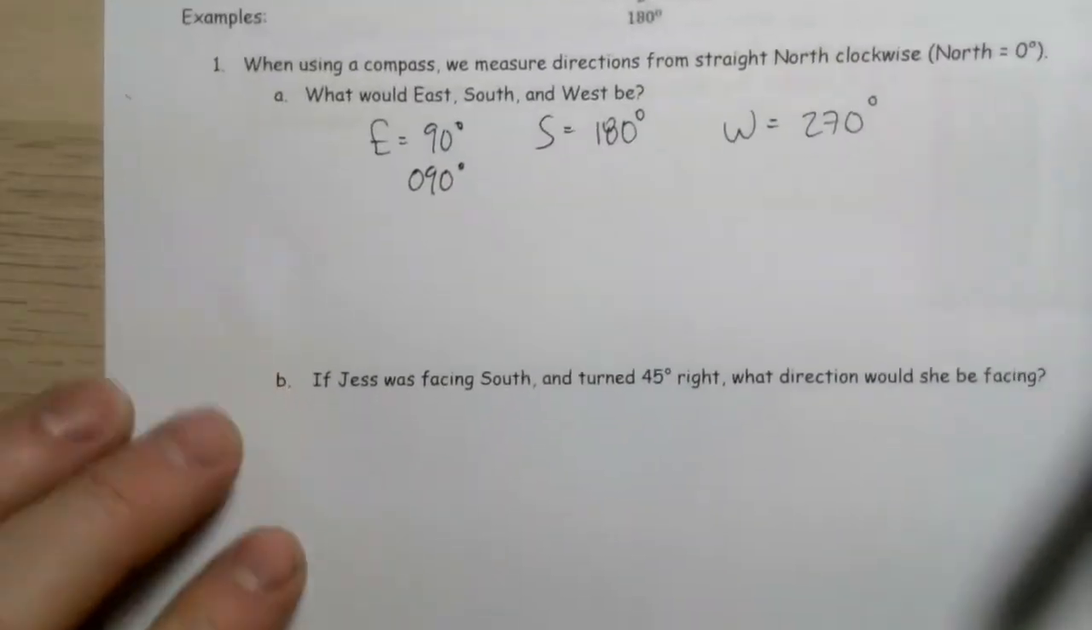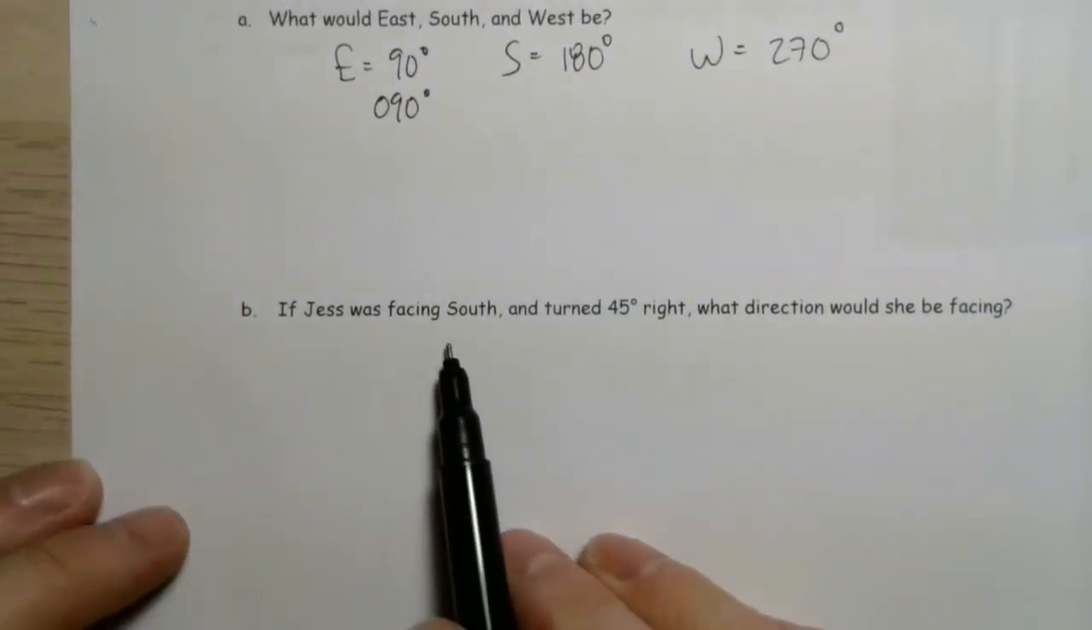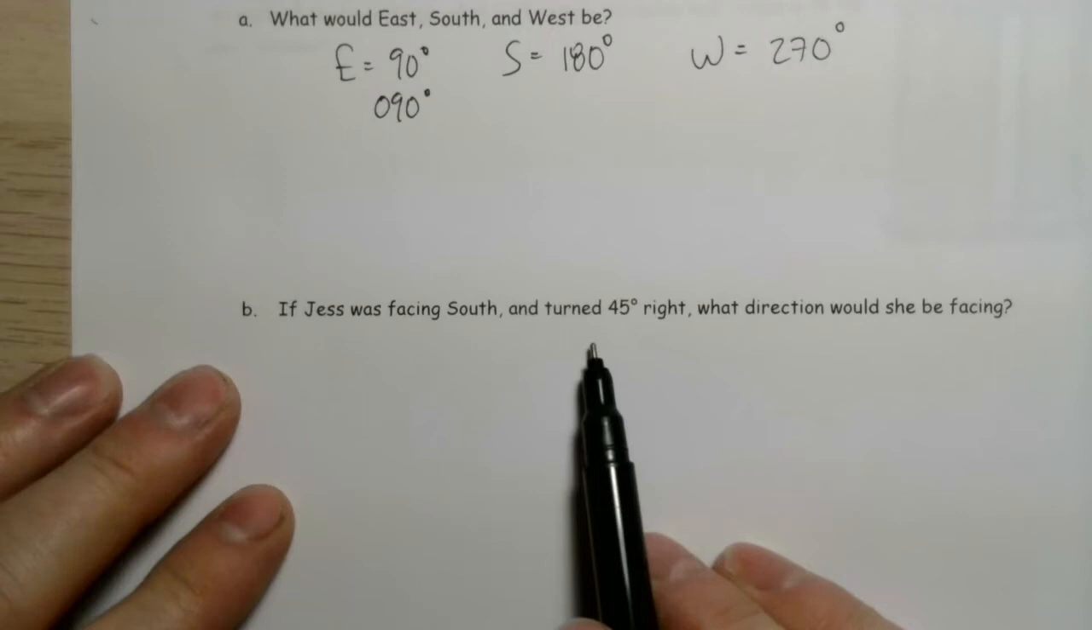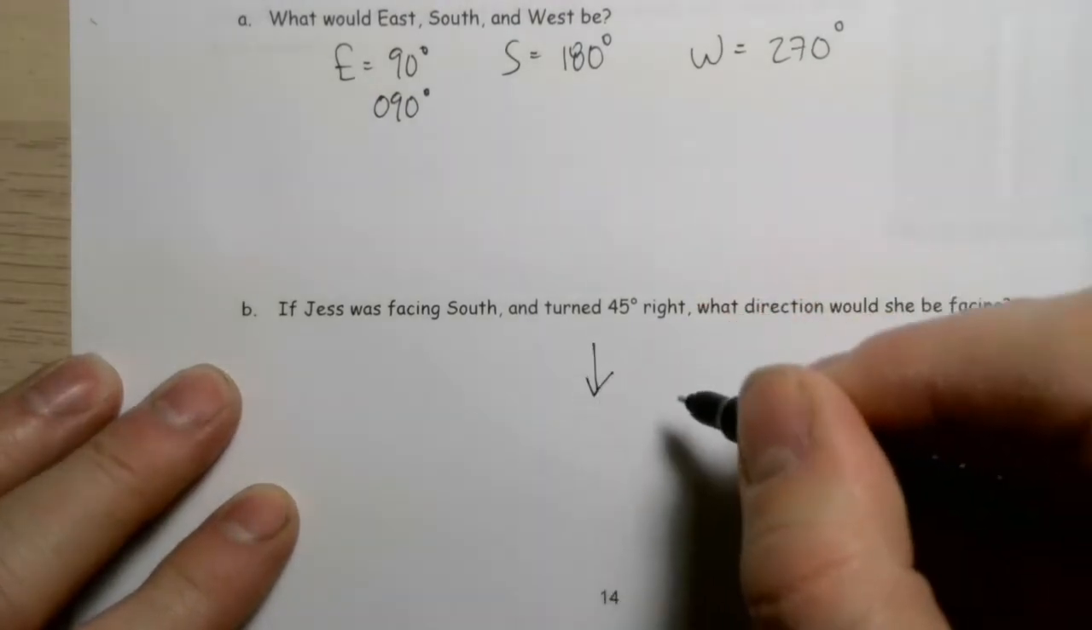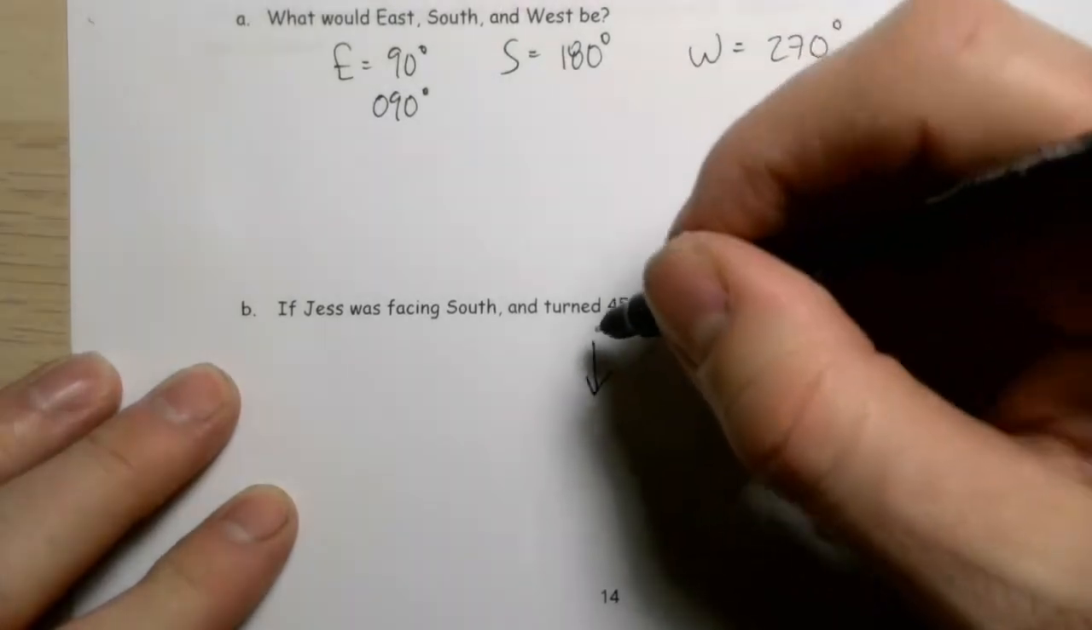Now, if Jess was facing south and turned 45 degrees to the right, we've got to think about that. She's facing south, so you've got to put yourself in that position facing this way.